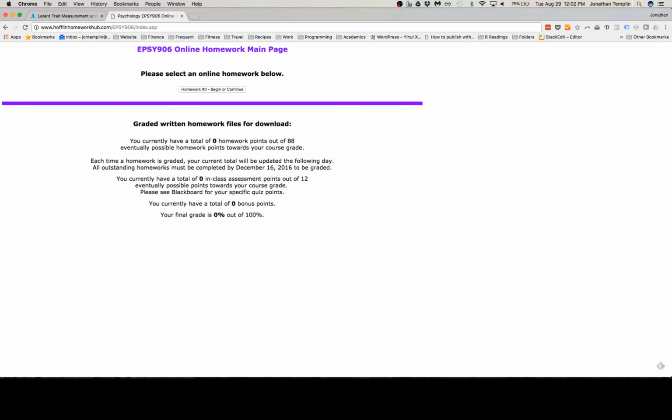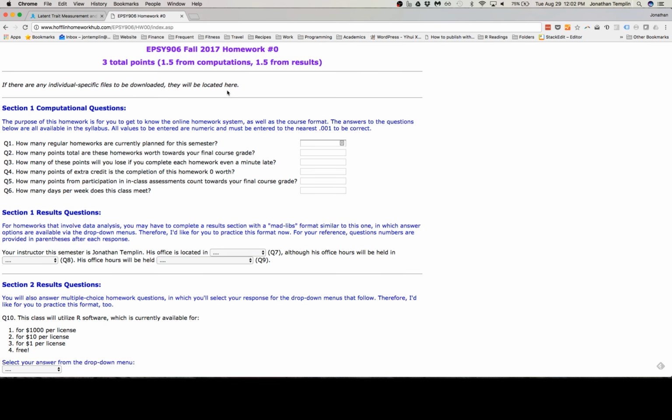But also homework 0, 2, 4, and 6. All the even homeworks and the number 0 will be online. Homeworks 1, 3, 5, and 7 will be offline. But once the grades are done, you'll be able to check everything for grades up here on class. But homework 0 is right here. If we click begin or continue, you can see the questions. These should be fairly self-explanatory.